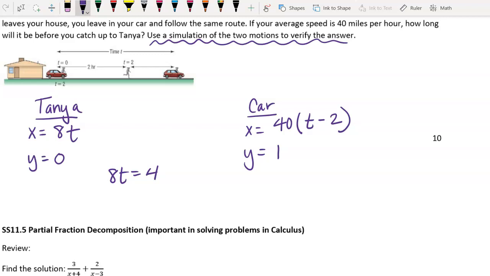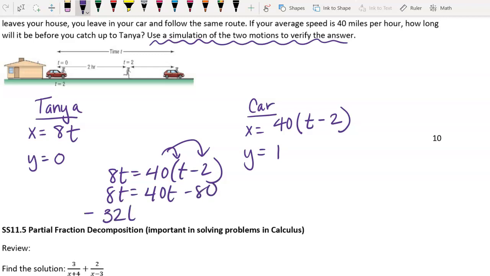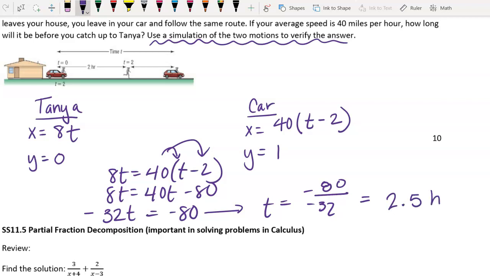Okay. All right. So 40 times t minus 2. We're going to distribute the 40. So that's 8t equals 40t minus 80. We are going to subtract 40t from both sides. So negative 32t equals negative 80. T equals negative 80 all over negative 32. All right, if you need to use a calculator, can you give me that decimal? 2.5. Okay, unit? Hours.